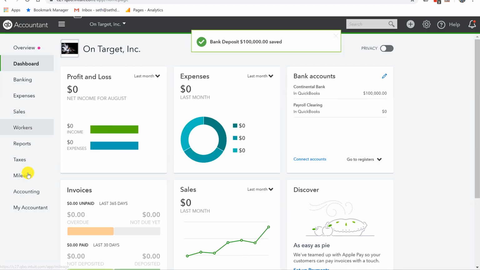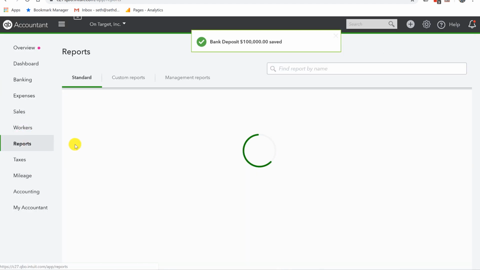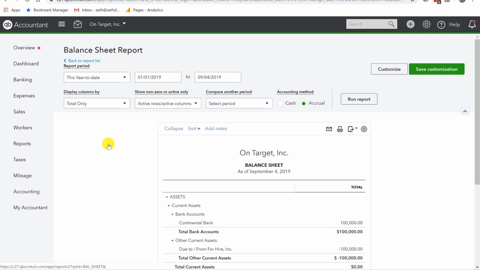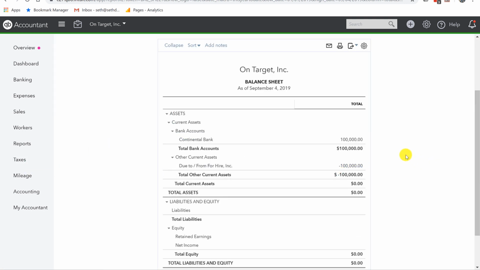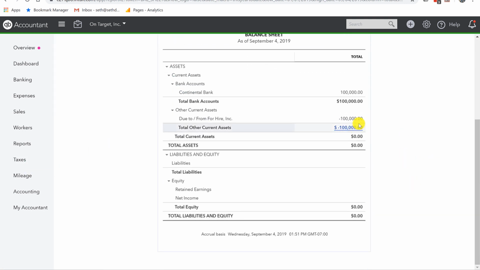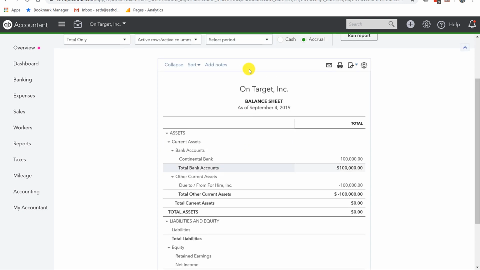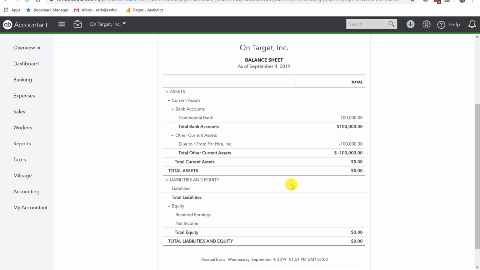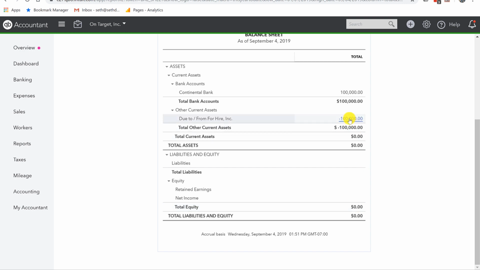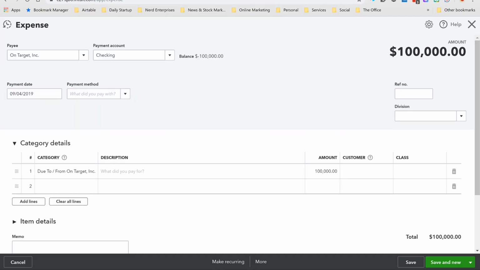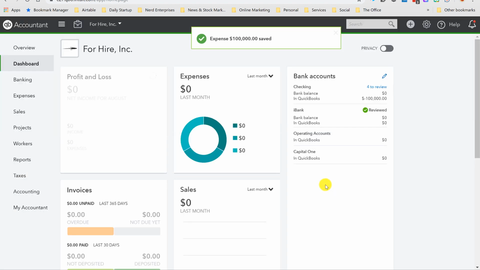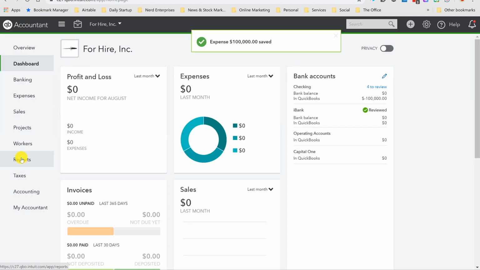Then the next thing I do is check the balance sheets of both companies to make sure they agree. I know it seems almost silly, like how would it not agree at this point? But here it is. So here we have due to or from For Hire Inc. We're on OnTarget Inc.'s books, and the amount is negative $100,000. Let's go back to the other company. Save and close. And we'll go to the balance sheet.